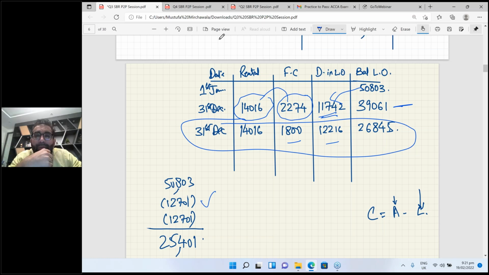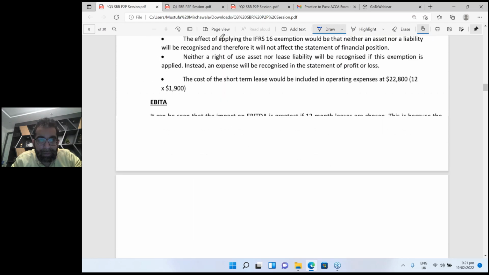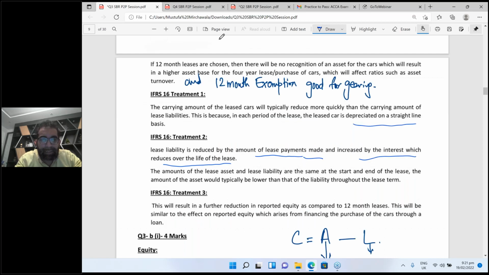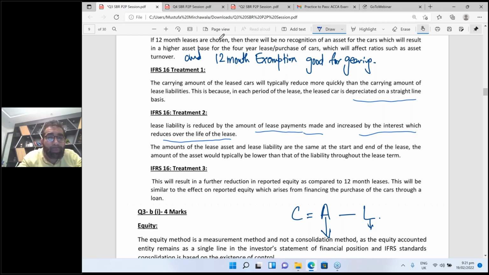Okay, so what will be the impact on the equity? Let me show you. See this, C is equal to A minus L. The liability is going down with a slower pace, but the asset is going down with a higher pace. So the asset will be lower, and finally your equity will be lower.